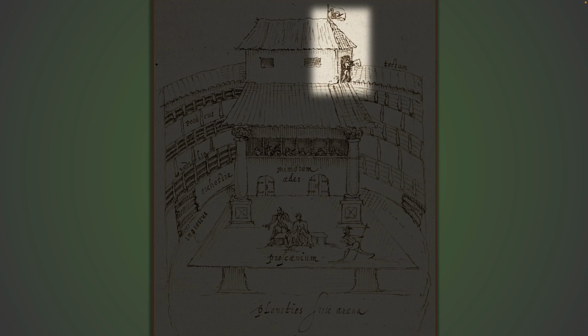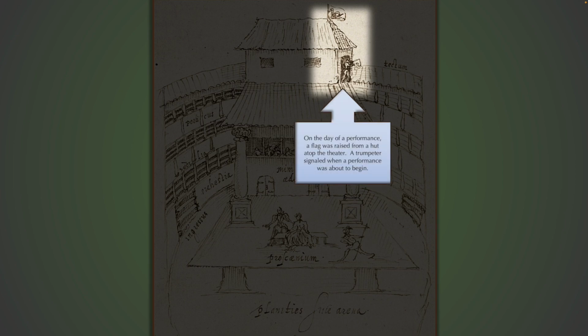At the top, there was a little hut, and on the day of a performance, a flag was raised atop the theater to let everyone know that a performance was taking place, and a trumpeter would come out and blast his trumpet to signal when a performance was about to begin, and that is still the way it's done, I understand, at the Modern Globe Theater.